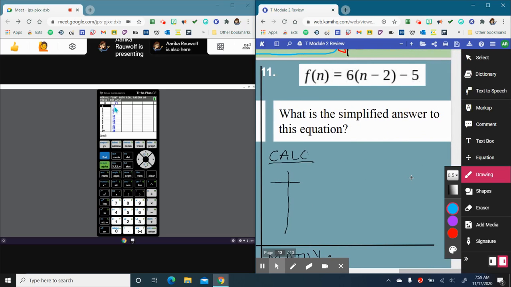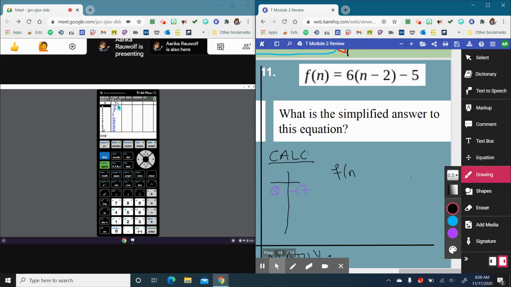Moving on. Last one, number 11. If you want to pause the video and try it on your own and make sure you know what you're doing, that would be good. So here we go. I'm going to hit y equals. I'm going to clear this. Then we have 6, parentheses, variable, minus 2, parentheses, minus 5. Double check. Everything's good. I'm going to hit second graph to get my table. I'm using this first row here. So this first row we have 0, -17. Okay, copy down my equation.